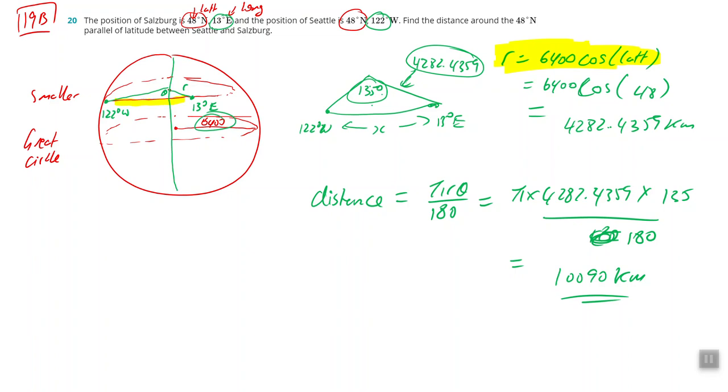However, a small circle is slightly different. So, hopefully that helps you understand how to do this problem.